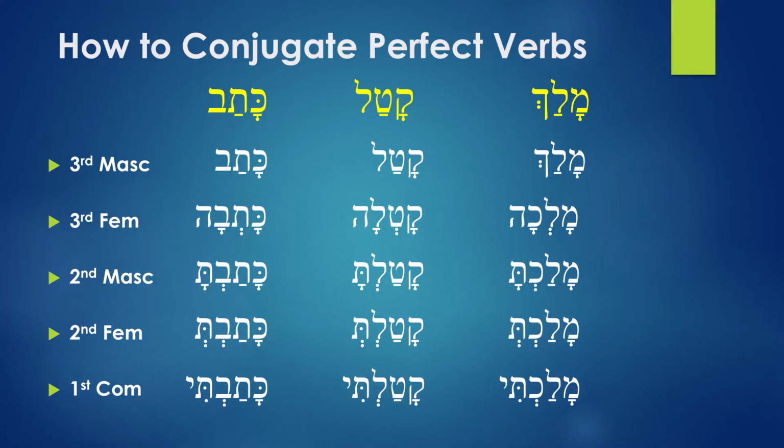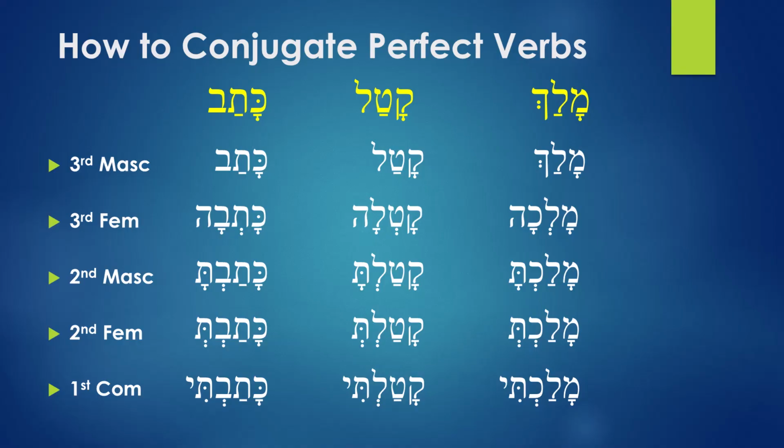So let's go through them. Remember, katav means to write, he wrote. So 3ms is going to start with katav, meaning he wrote. 3fs you have katva, meaning she wrote. 2ms you have katavta, meaning you wrote. 2fs you have katavt, meaning you wrote. 1cs you have katavti, meaning I wrote.